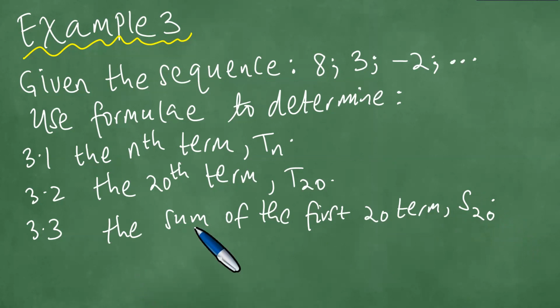Right, so given the sequence 8, 3, minus 2, use the formula to determine the nth term. What is the nth term? Let's look at the solutions to this. Solution.